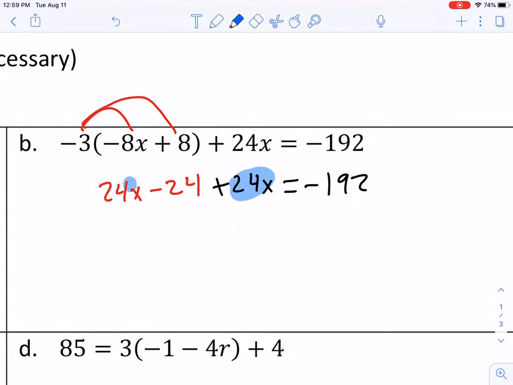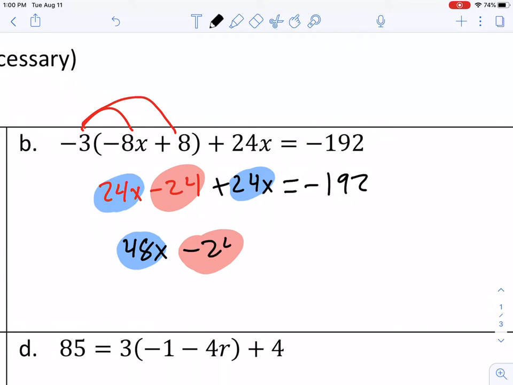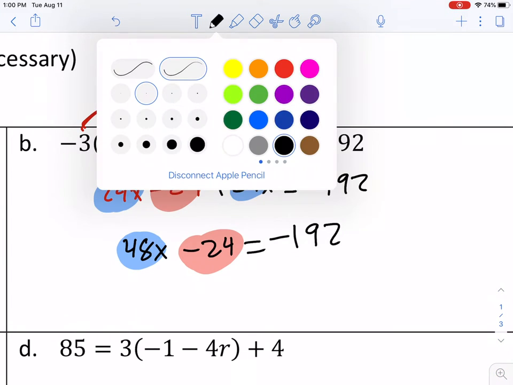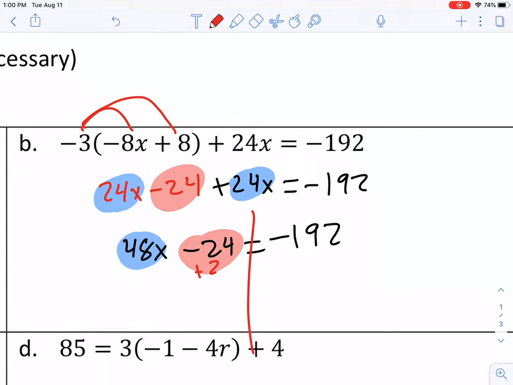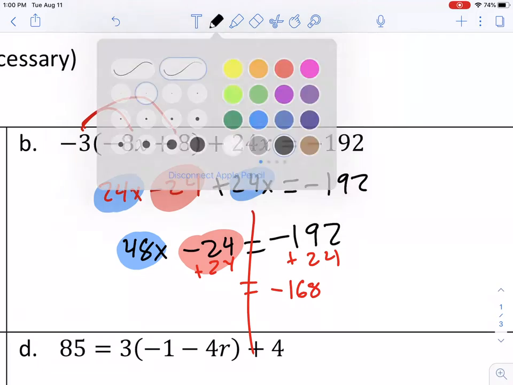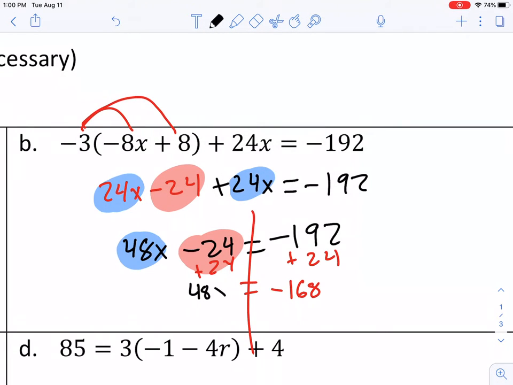I'm going to put my like terms together here in blue, which is going to give me 48x minus 24, didn't have any like terms, equals negative 192. And now we can start moving our two-step equation to solve it. So I'm going to add 24 to both sides here, which is going to give us negative 168. You could calculate that. I'm less worried about the numbers at this point and more worried about the process.